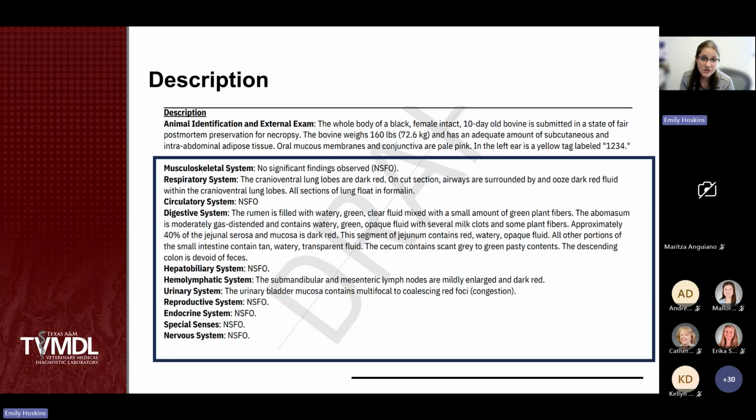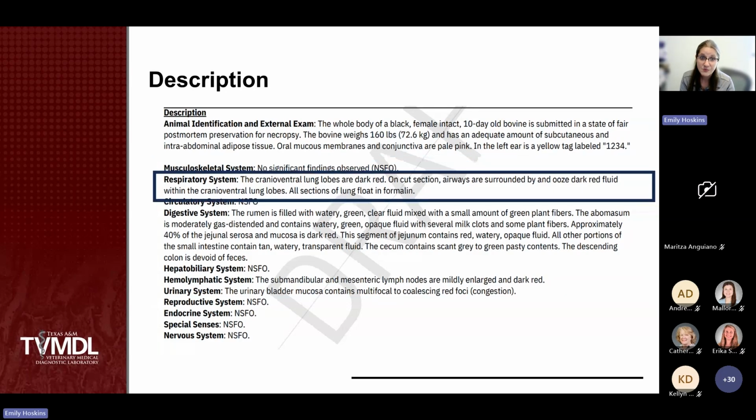So then going to the rest of the description, let's look at the respiratory system. Under the respiratory system, it says the cranioventral lung lobes are dark red. And you might read that and say, well, that sounds like a bronchopneumonia. And you would be right. You have a cranioventral distribution.